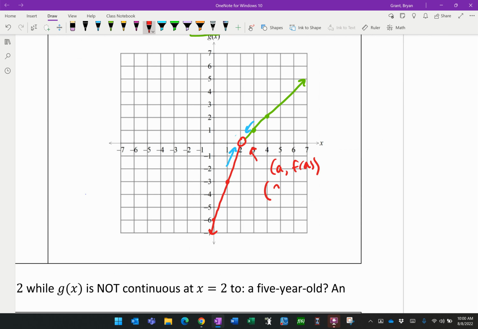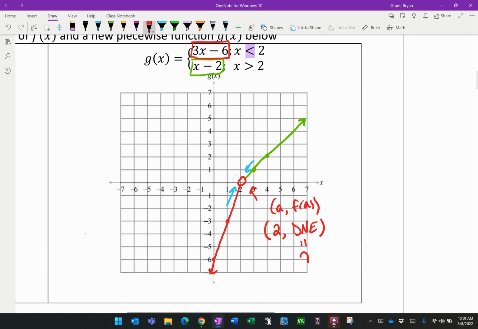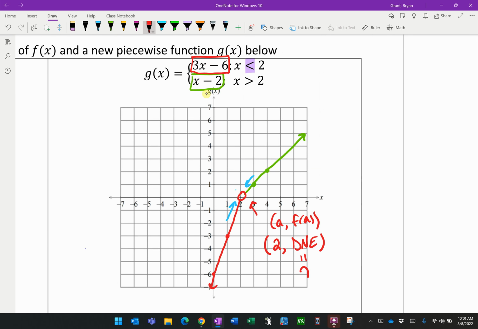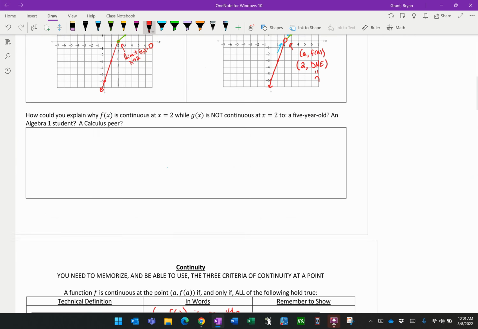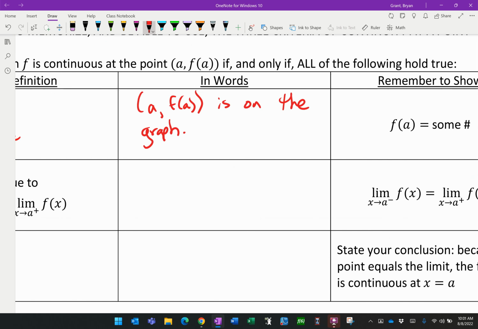So if we look up here, a comma f of a is this point. If we were to substitute 2 into our equation, this would be does not exist, right? There is no point there, and that's no good. So if you substitute in the value that they're asking about and there's nowhere to plug it into the piecewise function, we can't use 2 here, can't use 2 here, then there's no point, then we know automatically the function's not continuous at 2. However, if we want the point to exist, and this is on the graph, then this is really just a fancy way to say a comma f of a is on the graph. The point at x equals a exists.